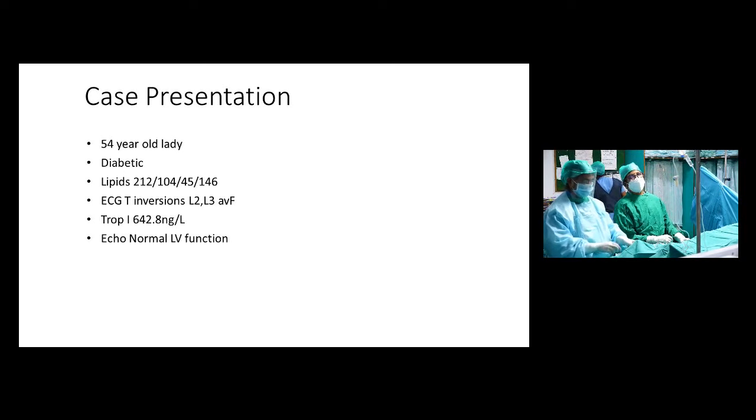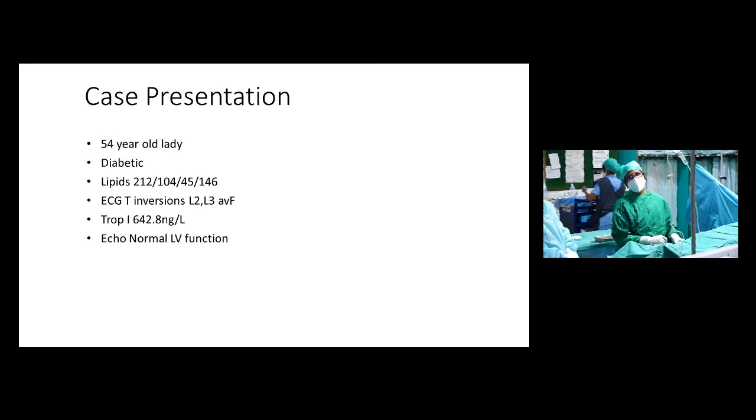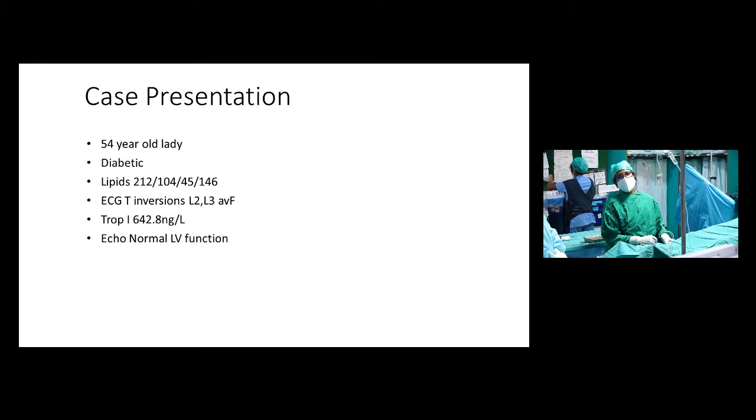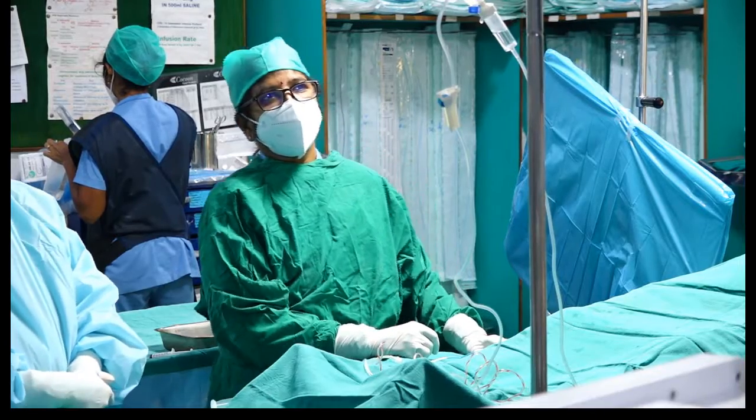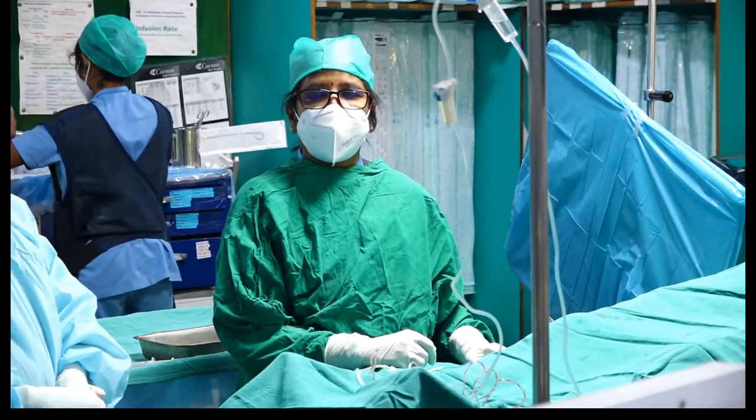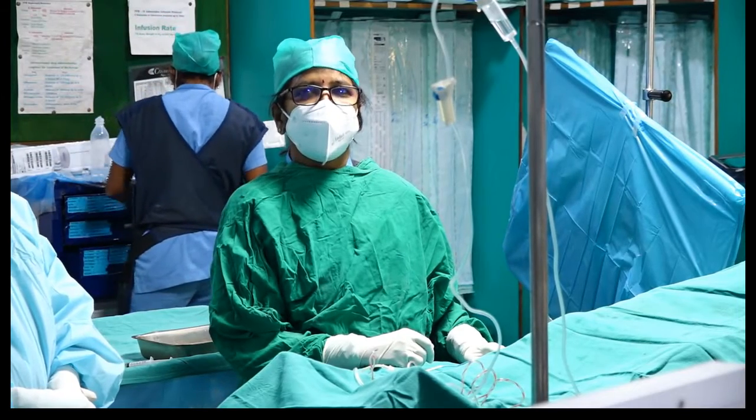54-year-old lady, a diabetic with dyslipidemia. She presented with chest pain of 1 hour duration. ECG at presentation revealed ST coving with T inversions in L2, L3, aVF, and by the time she came to our emergency, the ECG normalized. A high sensitivity troponin was 642 nanograms per liter.